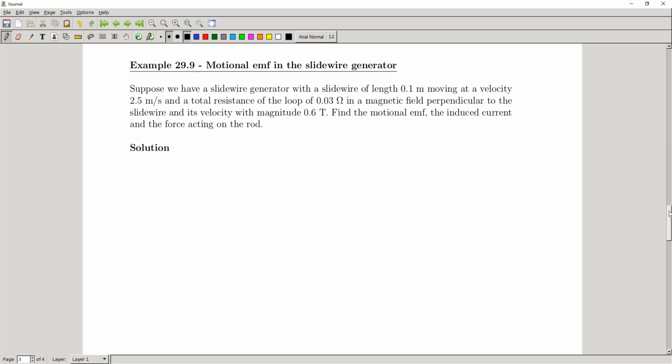So in this first example, we're looking at motional EMF in the slide wire generator that we just looked at. So we want to suppose that we have a slide wire generator with a slide wire of length 0.1 meters moving at a velocity of 2.5 meters per second and a total resistance of the loop of 0.03 ohms. And it's going to be in a magnetic field that's perpendicular to our slide wire and to the velocity of that rod, right? And our magnetic field is going to have a magnitude of 0.6 Tesla, okay?